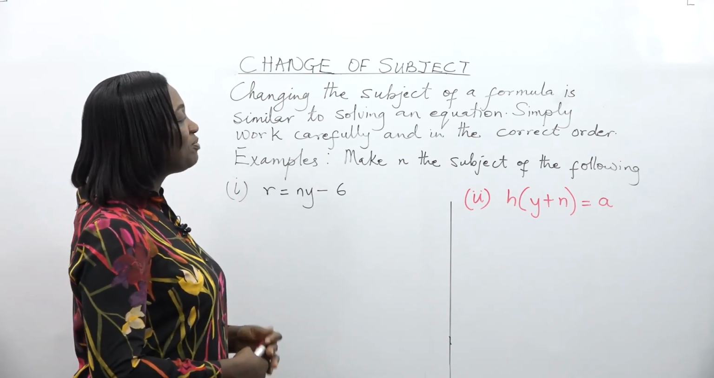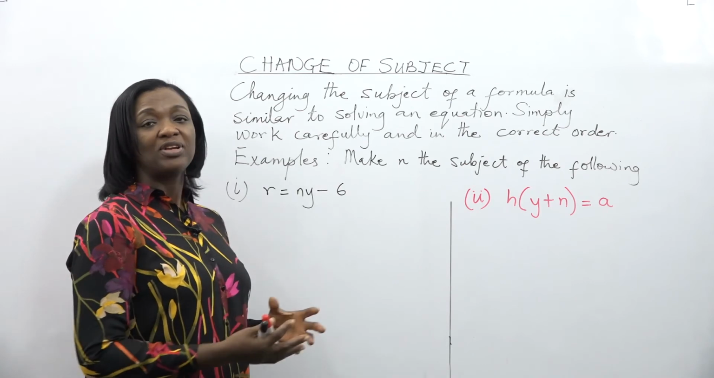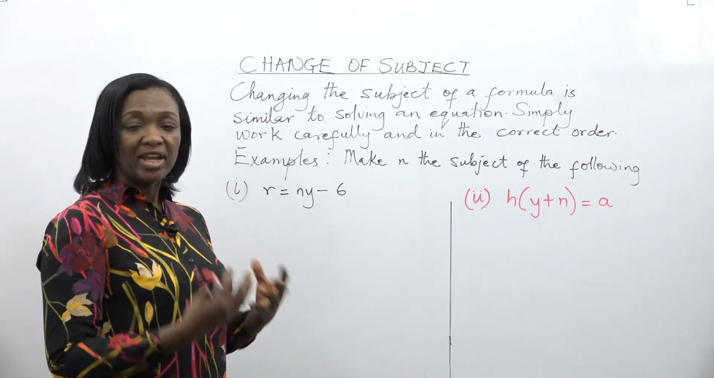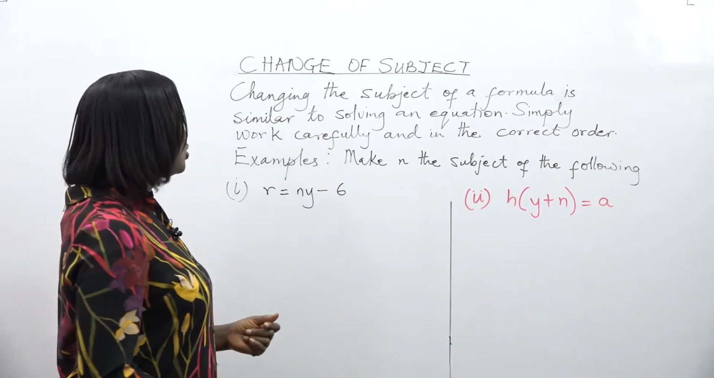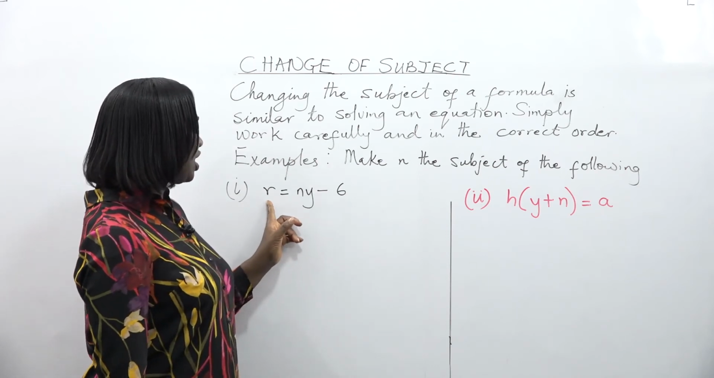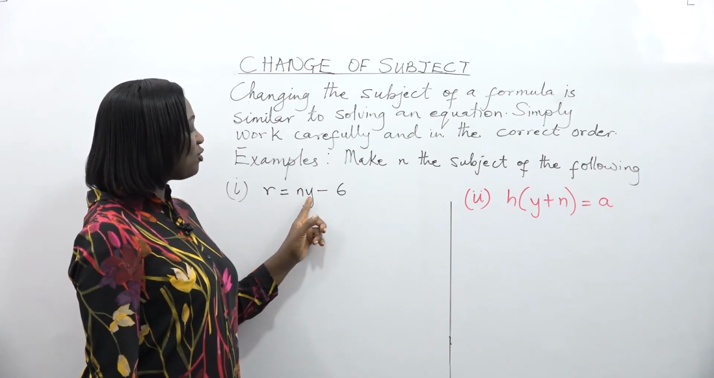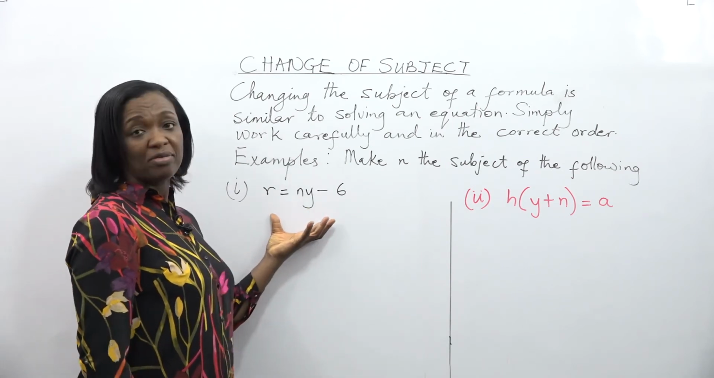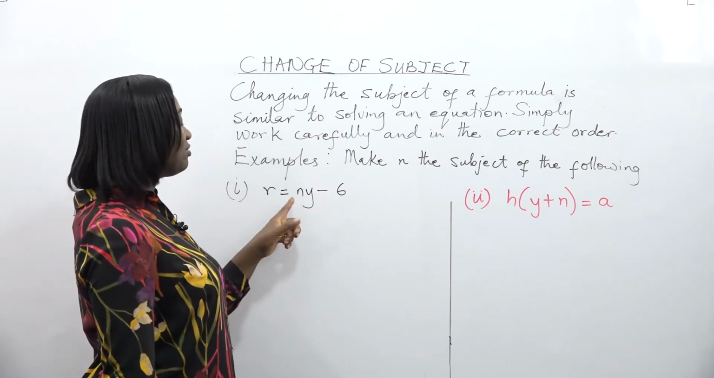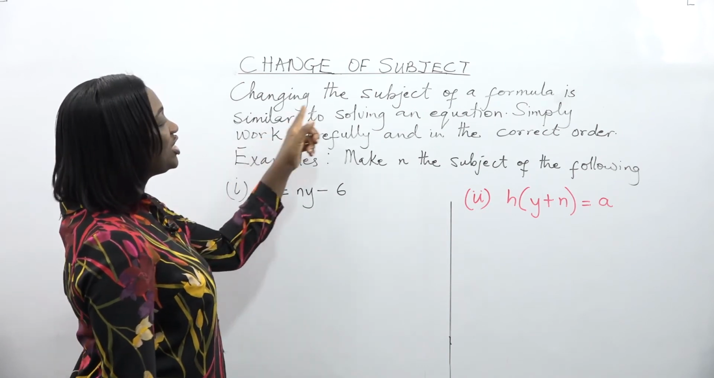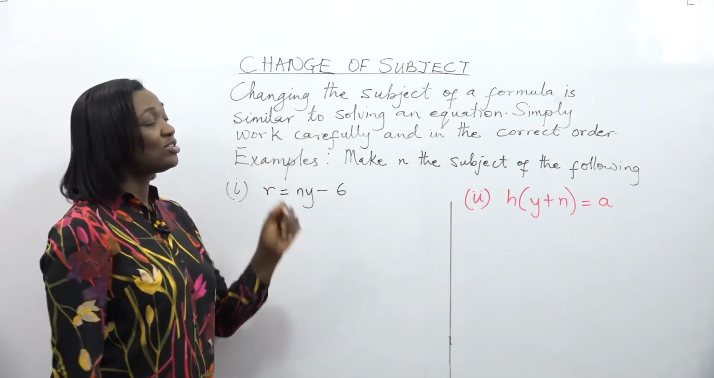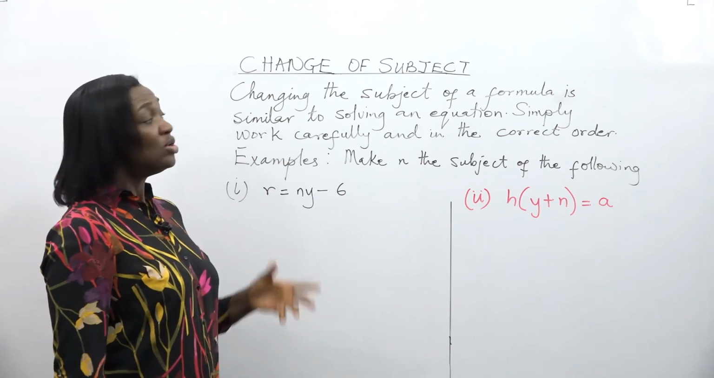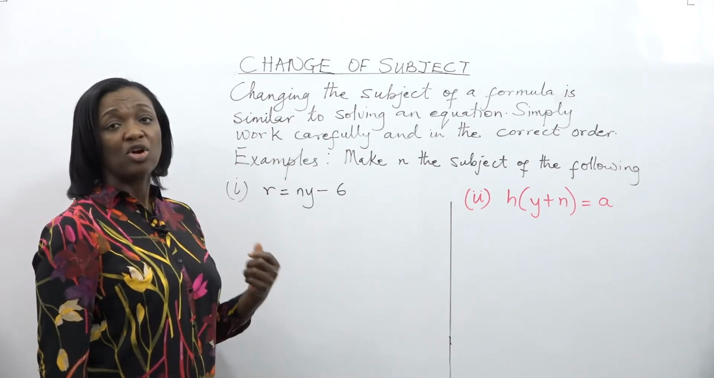Change of subject simply means writing the formula in terms of a given unknown. So for example, in the first equation here, we have r is equal to ny minus 6. This formula has been written in terms of r, but we want to rewrite it in terms of n. So changing the subject of a formula is similar to solving an equation. So simply work carefully and in the correct order.